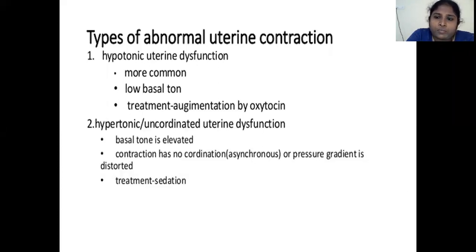Hypertonic uterine dysfunction: here the basal tone is elevated. Because of the excessive hypertonic contractions, a contraction ring may form, and that will also obstruct the passage of the baby. To reduce this hypertonic dysfunction, you sedate the patient, give some analgesic sedatives so that she will sleep and her uterus will relax a little bit.